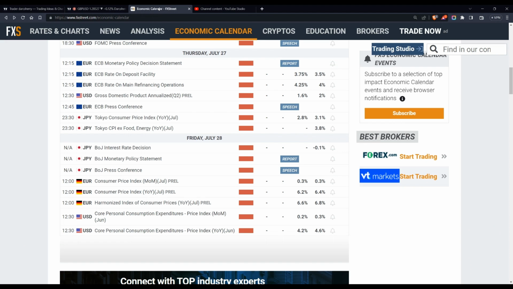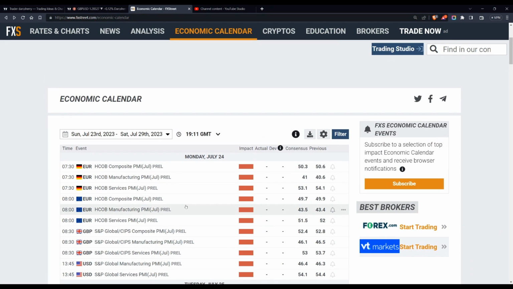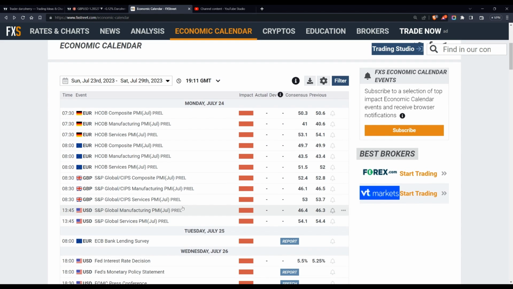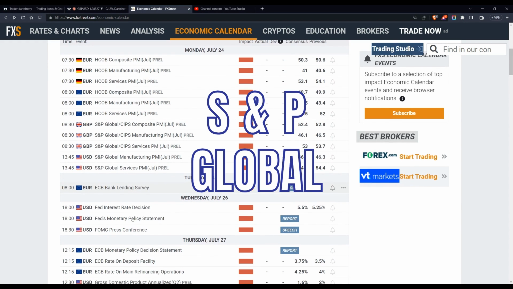And from the economic calendar, I was able to pull out high impact events from both economies, that is the UK and the US. So the first economic event is coming in on Monday, and that is the S&P Global publication for the CIPS manufacturing PMI, composite PMI, and of course the CIPS services PMI. Then from the US economic docket, we have the S&P Global Manufacturing PMI and the Global Services PMI too.